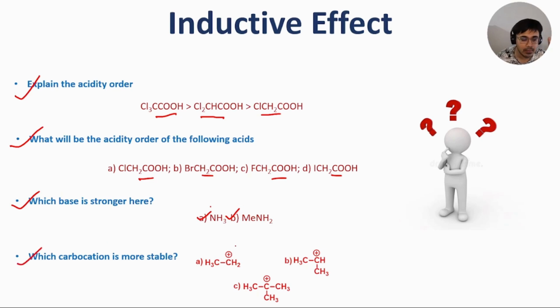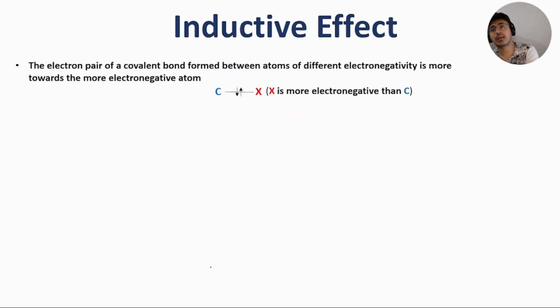And here, which carbocation or which intermediate is more stable. Sometimes we can see which carbanion is more stable and which radicals are more stable, or we are asked to show the stability order of radicals, carbanions, or carbocations. These kinds of questions are very common in IIT JEE Mains or Advanced or any kind of competitive examinations. So we'll see how the simple concept of inductive effect can help us solve these problems. First we'll make the concept clear.